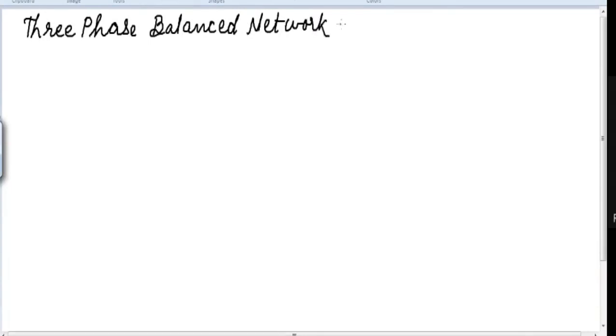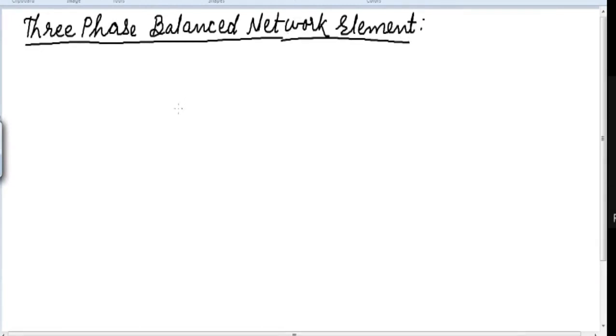The next topic is three-phase balanced network element. So let me write here three-phase balanced network element. When the excitation is balanced, you all know the meaning of a balanced excitation. Balanced excitation means the three-phase system is perfectly balanced in all conditions, that is, all the phases are separated from each other by a phase angle of 120 degrees. So the excitation of any three-phase system is balanced when the source voltages or currents of all the phases are equal in magnitude and displaced from each other by an angle of 120 degrees.